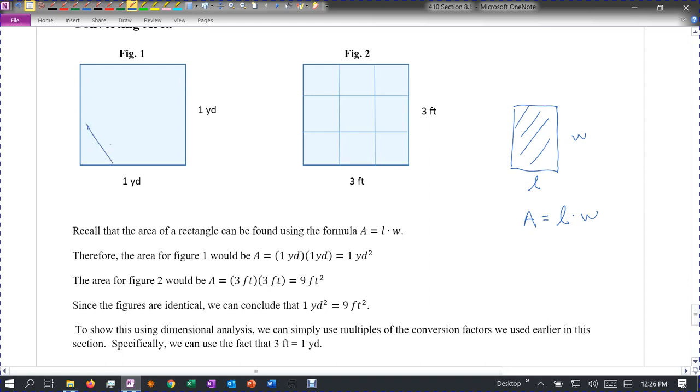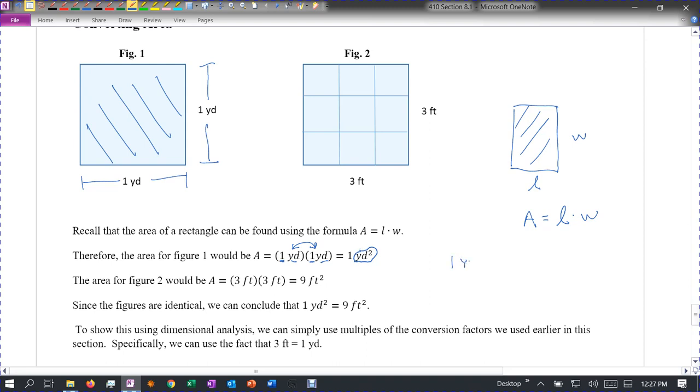So if you look at this figure right here, if you measure this length from here to here is 1 yard, and you measure this length from here to here is 1 yard, then the area of that would be 1 yard times 1 yard. We know 1 times 1 is 1, but when you do yard times yard, you get what we call the squared unit. So you say squared yards, and that's a way of knowing the difference between an area and a length.